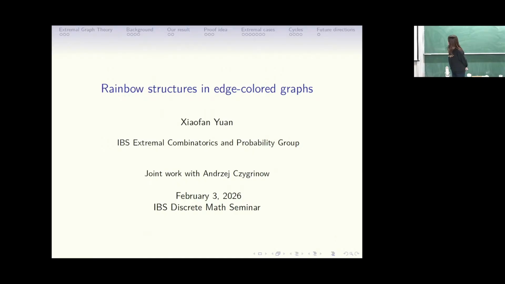Okay? Please. Thank you very much for having me giving a talk here, and also thank you very much for having me with a job here. So I'm going to talk about rainbow structures in edge-colored graphs. This is joint work with Andrzej Czygrinow, my postdoc mentor at ASU.